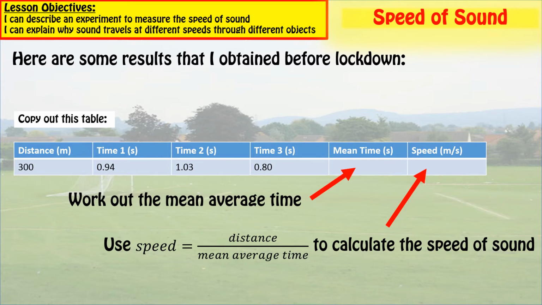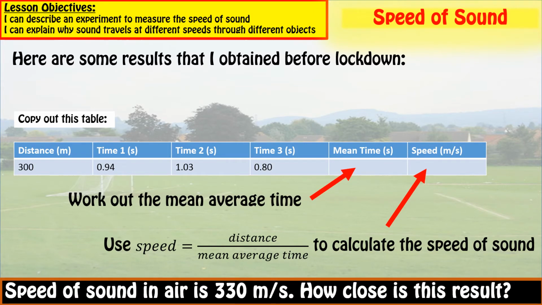Right, hopefully you've done that now. And the speed of sound in air is about 330 meters per second. So the speed you should have calculated should have been pretty close to that number. I think it comes out about 321 meters per second, which isn't bad.